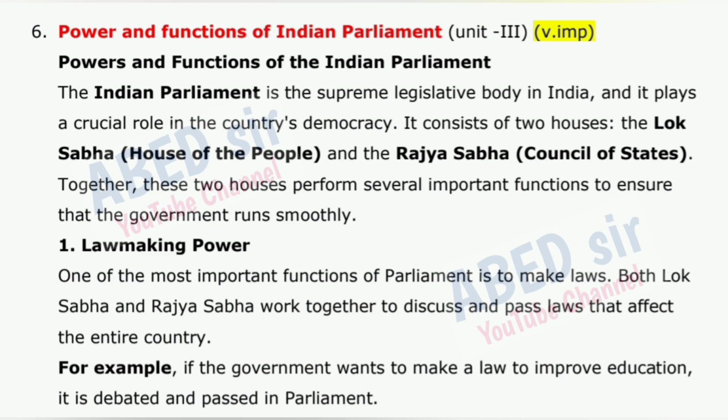1. Lawmaking power. One of the most important functions of Parliament is to make laws. Both Lok Sabha and Rajya Sabha work together to discuss and pass laws that affect the entire country. For example, if the government wants to make a law to improve education, it is debated and passed in Parliament.